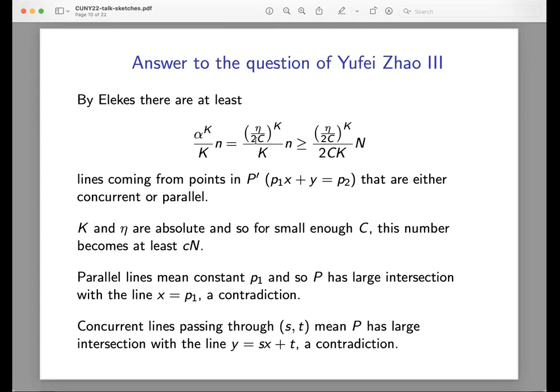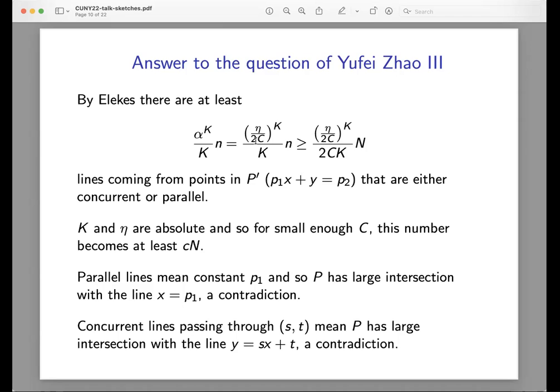This means that you have at least capital N lines that are either concurrent or parallel. And the whole point is concurrent lines, because of the form, if you go back to the previous slide, P1x plus y equals P2.